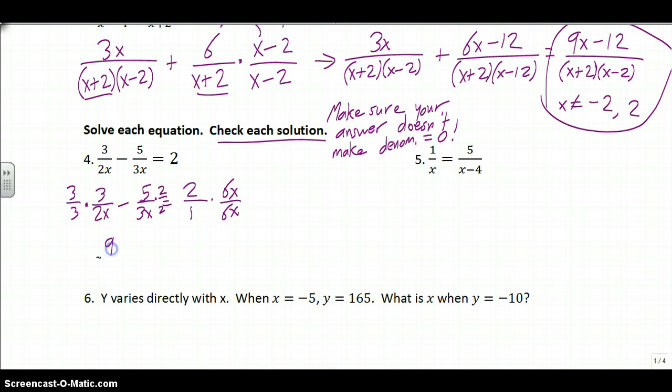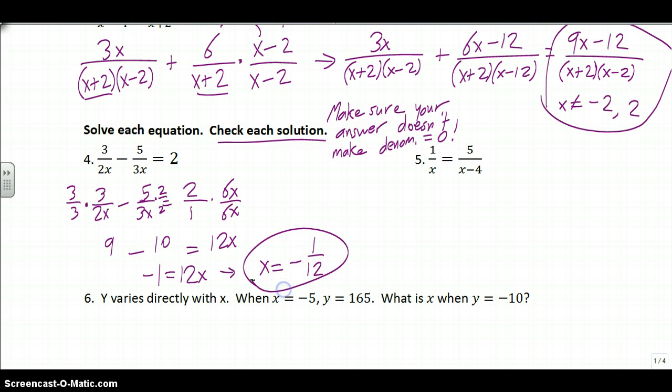Anyway, it transforms into 9 over 6x minus 10 over 6x, and that equals 12x over 6x. Here's a really cool thing. Since all three denominators are the same, I can really just ignore the denominators. And then it's a simple algebra problem. 9 minus 10 equals 12x. Negative 1 equals 12x, which gives you x equals negative 1/12.